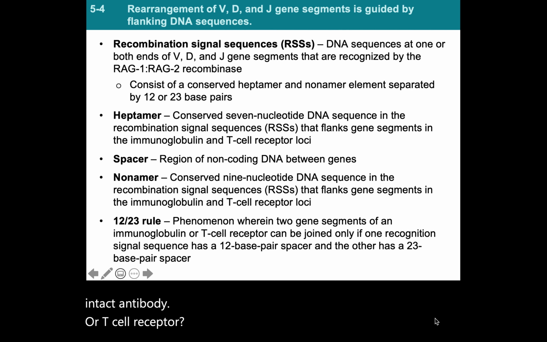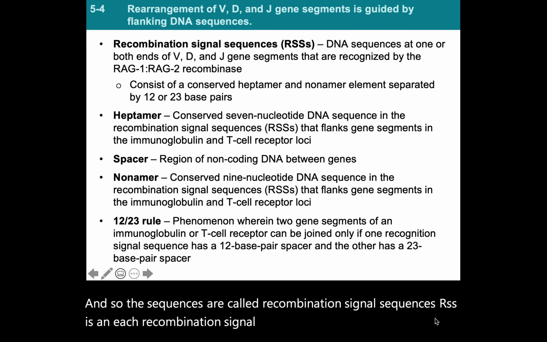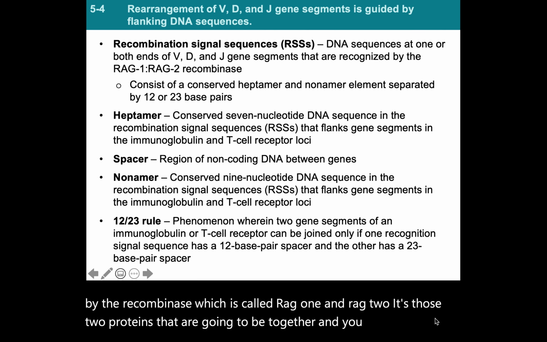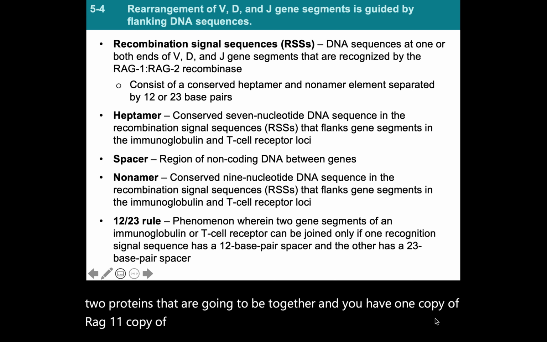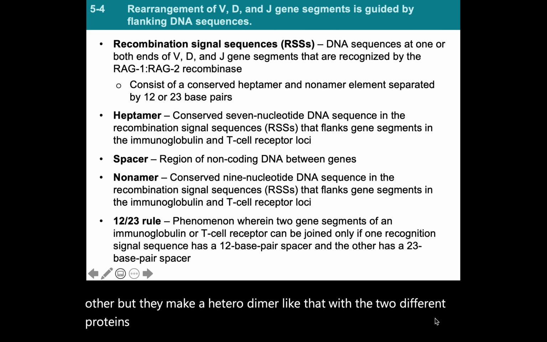And so those sequences are called recombination signal sequences, RSSs. And each recombination signal sequence is going to be recognized by the recombinase, which is called RAG1 and RAG2. It's those two proteins that are going to be together, and you'll have one copy of RAG1, one copy of RAG2, and both of them look very similar to each other, but they make a heterodimer with the two different proteins together. And the total RSS, recombination signal sequence, consists of three different parts.